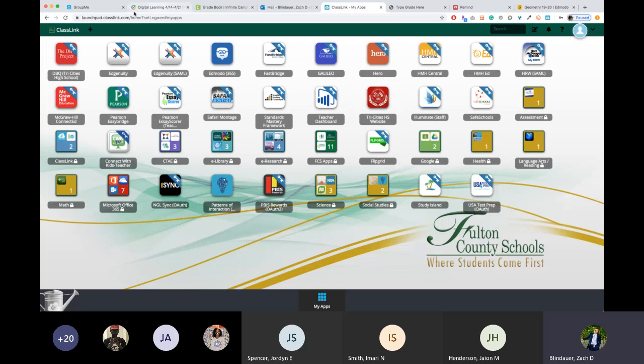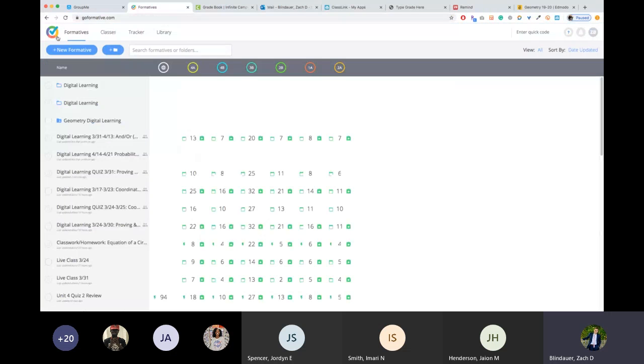Otherwise, everything that we've given you guys is in your GoFormative. When you log into GoFormative, you will see all the digital learning things right here. And remember, if it's completed, you will see on your screen a completed or submitted label on the right-hand side. There are only two platforms that you really have work on. One is the main thing, which is GoFormative, and the rest, that extra credit, is on USA Test Prep.